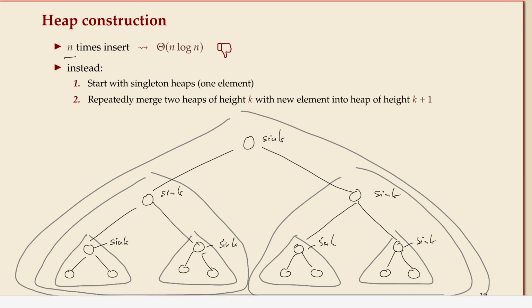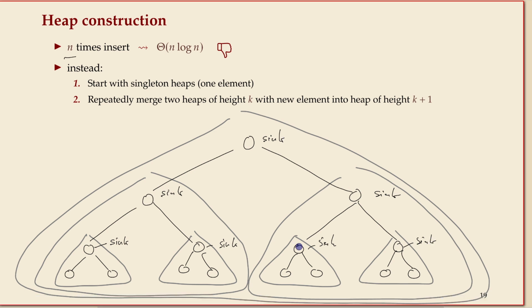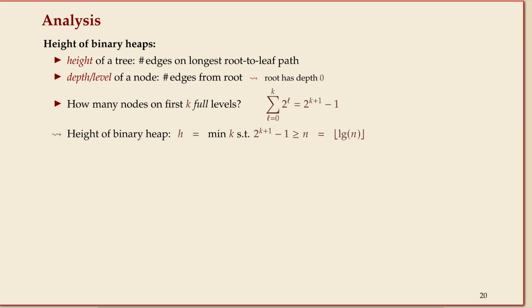The key to see why it's better is that most of the sinks, half of the sink calls, are at the bottom level where you just go one step down. Then from the remaining half, it's one level up, and so on and so forth. So the bulk of the work is done on tiny little heaplets, and you only have a few calls that sink down a lot of the tree. And that's very different from n times insert. Let me briefly comment on this and maybe skip the analysis of the construction.